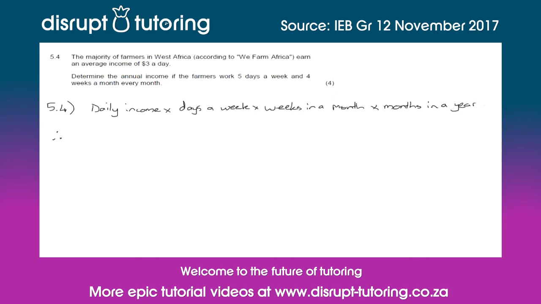So therefore our annual income is equal to, they said it was $3 a day, and they said that there are 5 days in a week, and then they also said that there are 4 weeks in a month, and what is the standard is that there are 12 months in a year. So putting this all into your calculator, 3 times 5 times 4 times 12, we see that their annual income is, in dollars, 720. That's a quick short question.